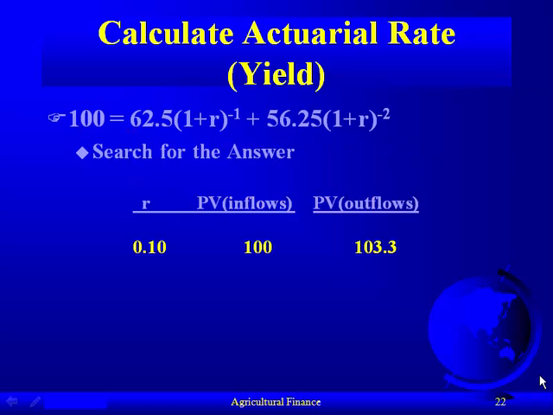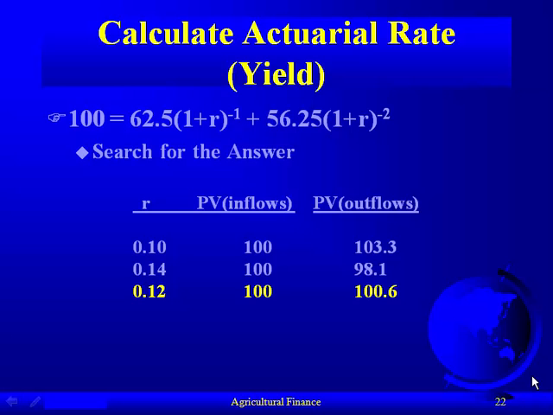The present value of cash inflows is $100. It doesn't change. Let's just pull a number out of the hat. Let's try 10%. We plug 10% into this equation, and do the arithmetic, and the present value of the outflows comes out to be $103.03. Since that's greater than the inflows, okay, let's try a higher rate. Let's try 14%. We plug 14% into that equation, and we see that the inflows are greater than the outflows. So we know it's somewhere in between 10% and 14%.